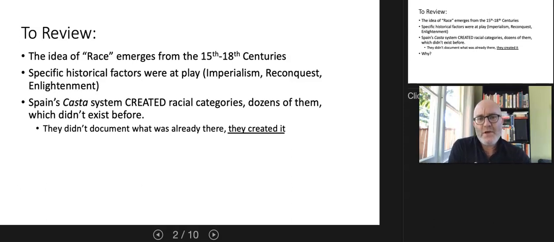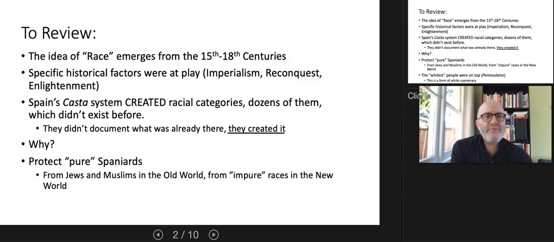So Spain's casta system creates racial categories, as we saw with those casta paintings, dozens of them. And it's important to note here, right, what's happening is that it's not documenting something that already exists. It's creating something. As we'll see in the last slide of this presentation, which has an overview of racial categories in the U.S. Census from the 1910s to the 1940s, there are racial categories that appear and disappear. It doesn't mean those races disappear or appear. It means the categories into which people are put change, right? So that's what we're talking about here.